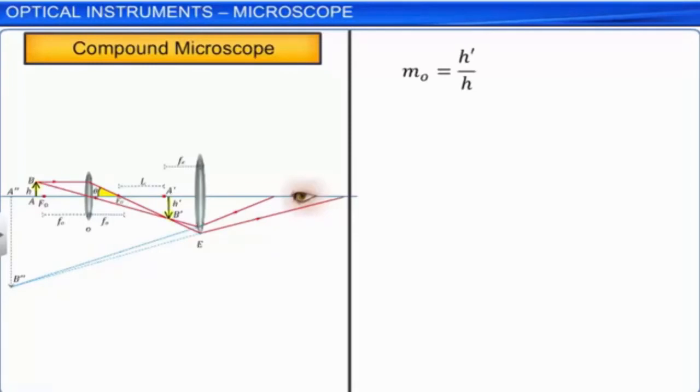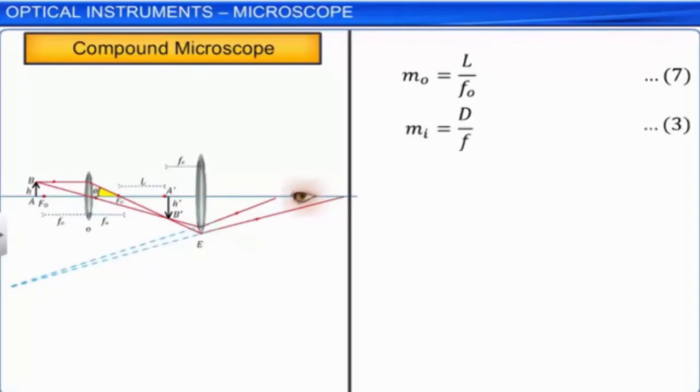If the eyepiece is adjusted in such a way that the image A'B' is formed between the first focus FE and the optic center of the eyepiece, and it is very close to FE, then the final image is formed at far point. Then we say that the compound microscope is set in normal adjustment. Since the eyepiece acts as a simple microscope, using equation 3, we can write the magnification due to the eyepiece ME is equal to D by FE. Let this be equation 8.